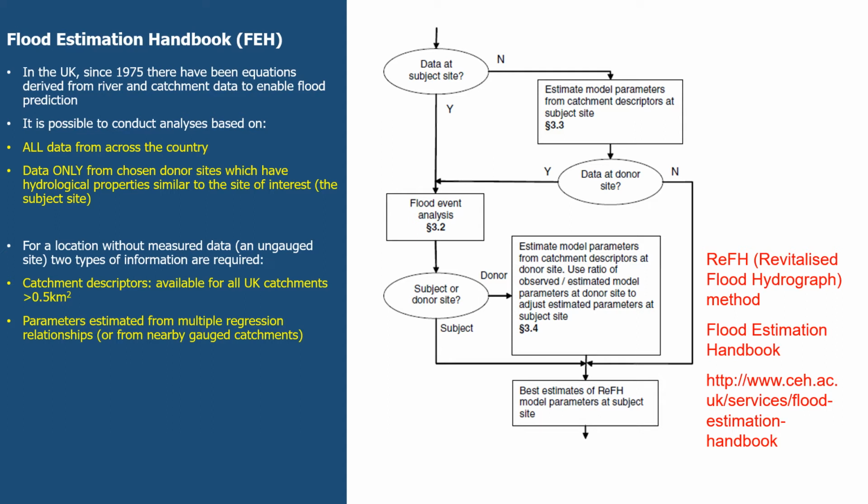If this is a donor site, if this is a site that we're going to use to make predictions from, we'll then estimate the model parameters, and we'll use the ratio between those parameters at the donor site and our subject sites to get appropriate values for our subject, and then we'll get from that best estimates of the parameters to use in prediction. If we don't have data at a suitable donor site, we can't use this donor method. We have to go around here and we get our best estimates from national or regional analyses of parameters.